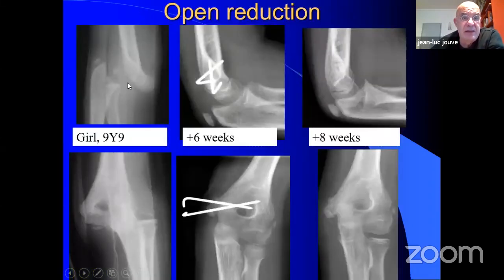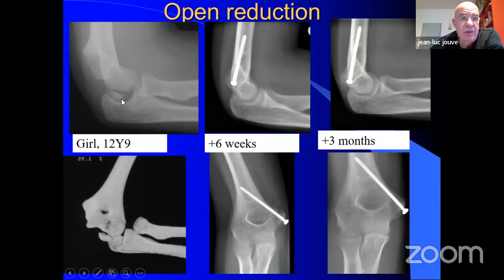Another example, in this case, you have a posterior dislocation, but you see this bone. This bone is a medial epicondyle. This is the case that I have shown to you just before, with a lateral epicondyle disrupted and medial epicondyle disrupted, and you have to do surgery to fix the medial epicondyle with K-wire, and the result after 8 weeks will be okay.